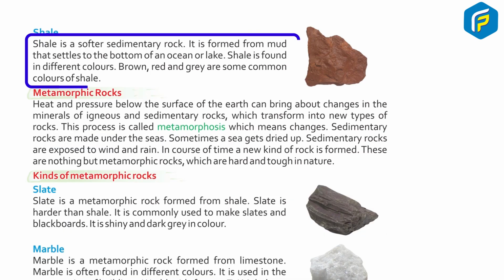Shale. Shale is a softer sedimentary rock. It is formed from mud that settles to the bottom of an ocean or lake. Shale is found in different colors. Brown, red, and grey are some common colors of shale.